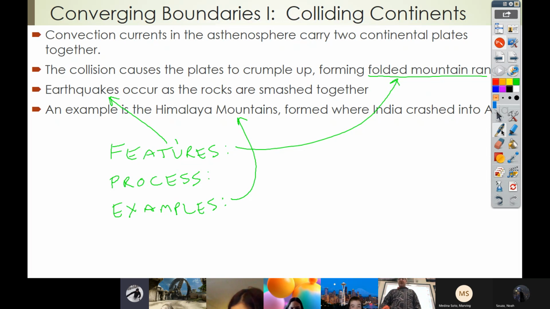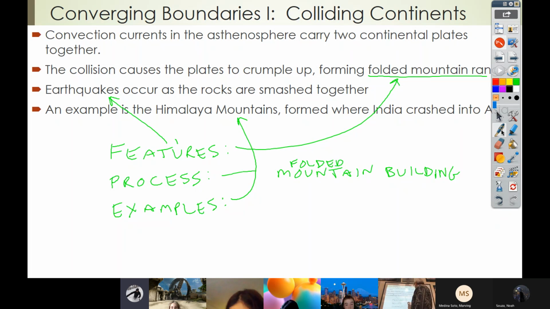The only thing missing there is the process, which I would call mountain building. Or even better, if we pointed out that it's folded mountain building.